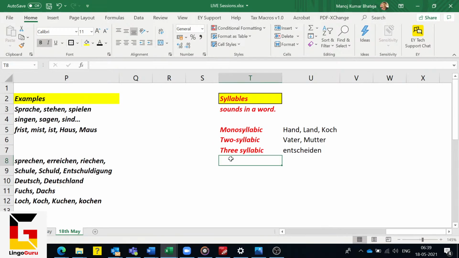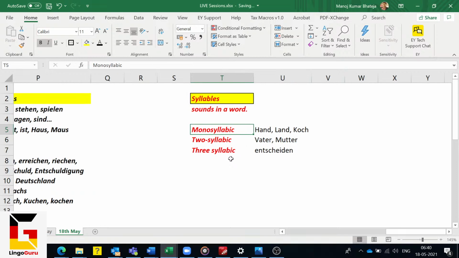Similarly, we have 20 syllables. So in total, we have 20 syllabic words. You can just practice or search on the net, or you just learn it. In A1, it is not required to know these syllables, but when you try to pronounce complex words, this syllable will help you. All right.